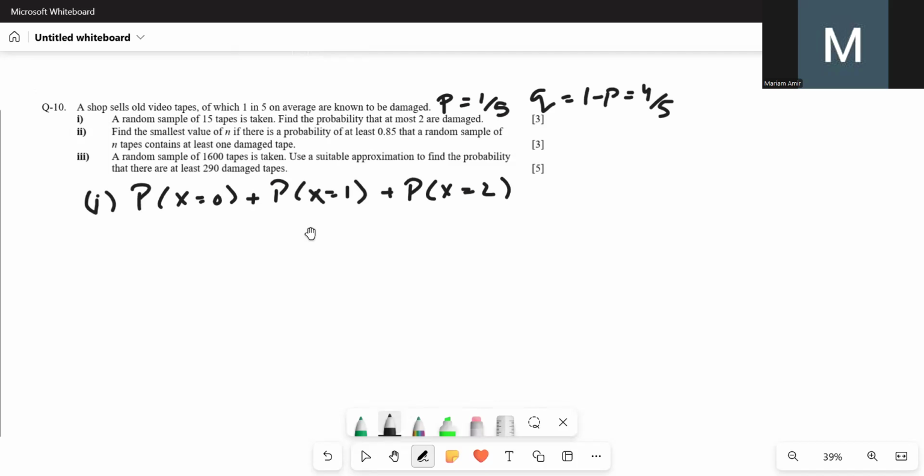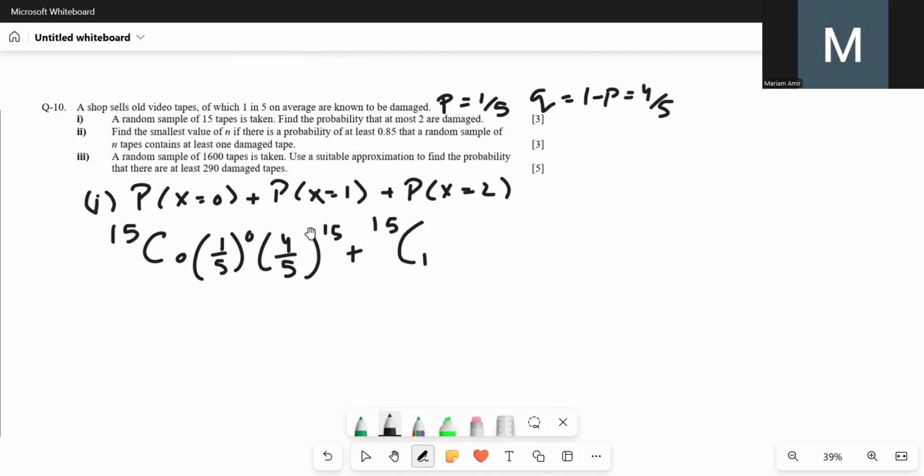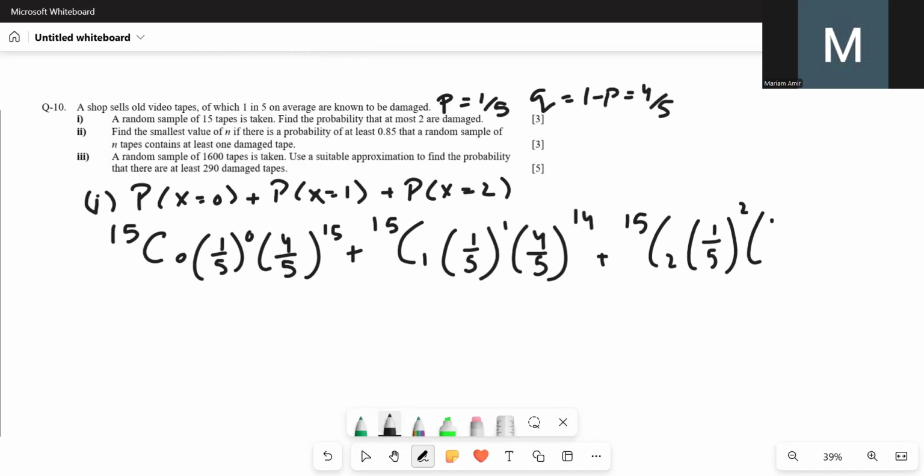This is a binomial distribution. So we'll start with 15C0. This means none are damaged. So damage probability to the power 0, not-damaged probability to the power 15 minus 0, which is 15. Plus, out of 15, 1 is damaged. So damage probability to the power 1, not-damaged probability to the power 14, from 15 minus 1. Then 15C2, damaged to the power 2, not damaged to the power 13. Add all this up in your calculator, and we get 0.398 after rounding to three significant figures.